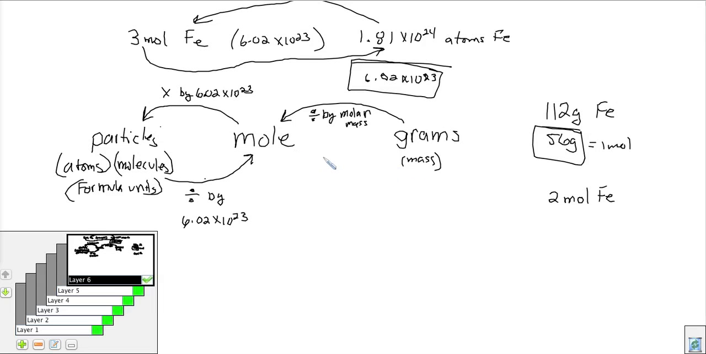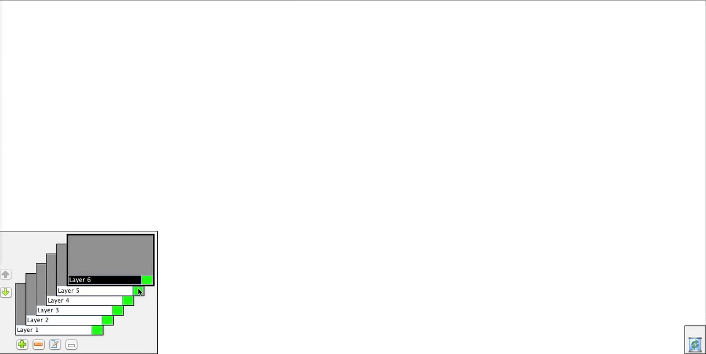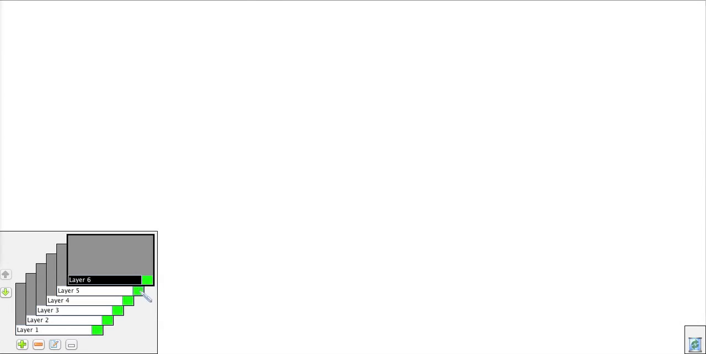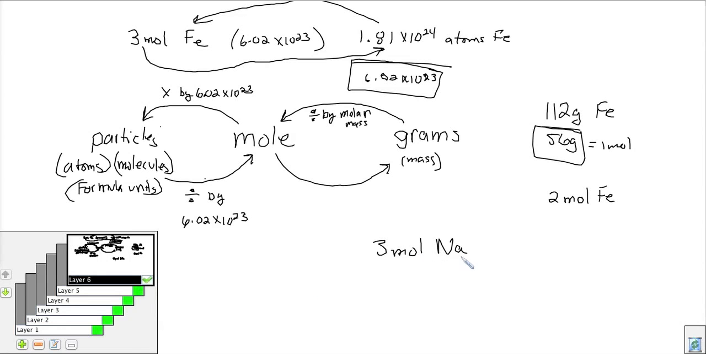Anyways, if I'm going from moles to grams, what if I said I have 3 moles of sodium, and I want to know how many grams that is? How much does that weigh? Here's what I'm going to do. I'm going to look up sodium. My molar mass of sodium right here I can see is 23 grams. So if every 1 mole of sodium is 23 grams, I'm going to multiply by 23. 3 times 23 is 69. So I've got 69 grams of sodium.